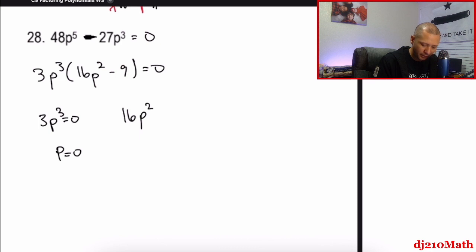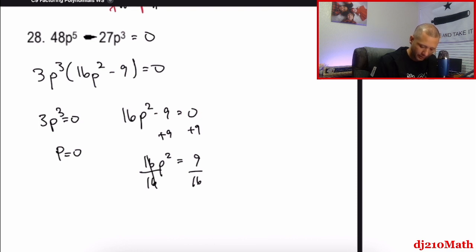16p squared minus 9 is equal to 0. Add 9. 16p squared is equal to 9. Divide by 16. So we have to take a square root of both sides. So p is equal to plus or minus.